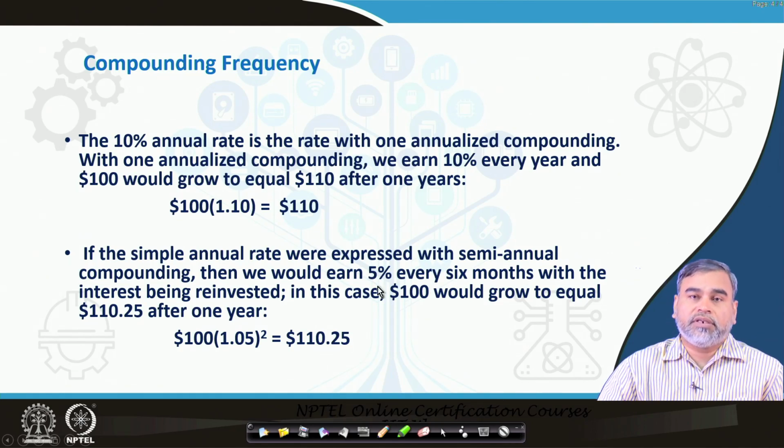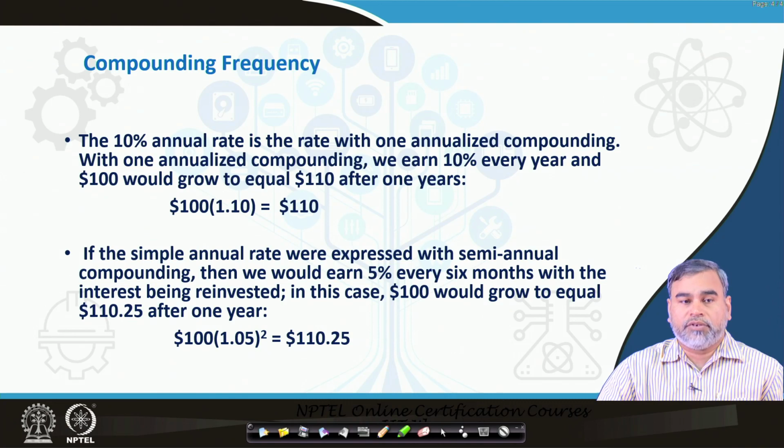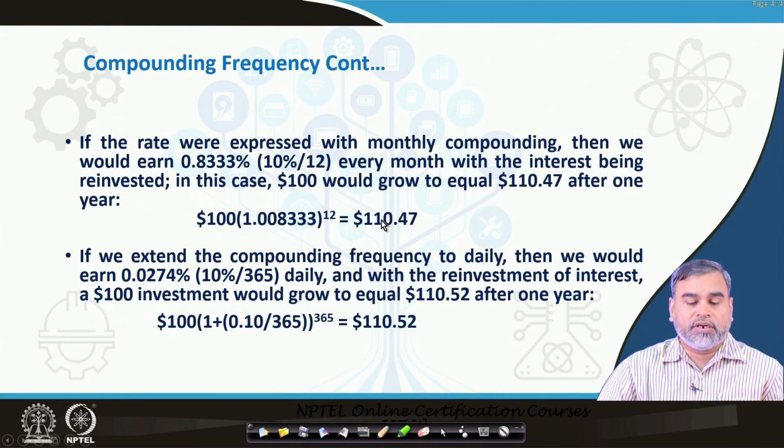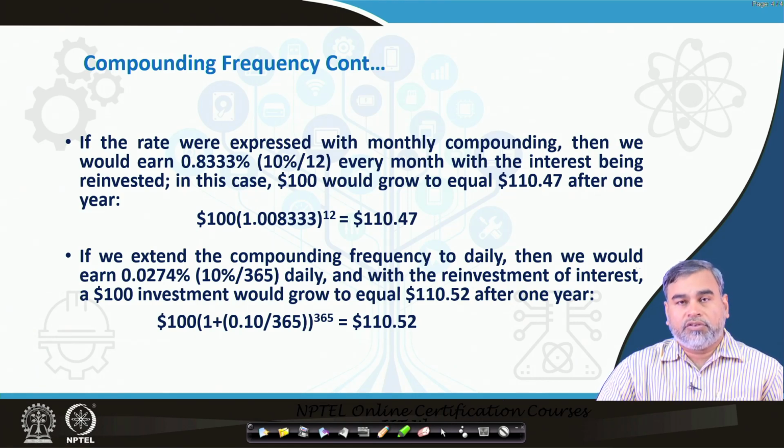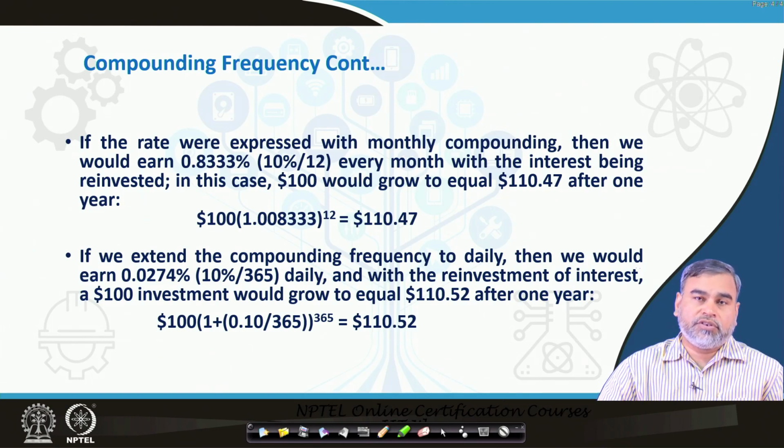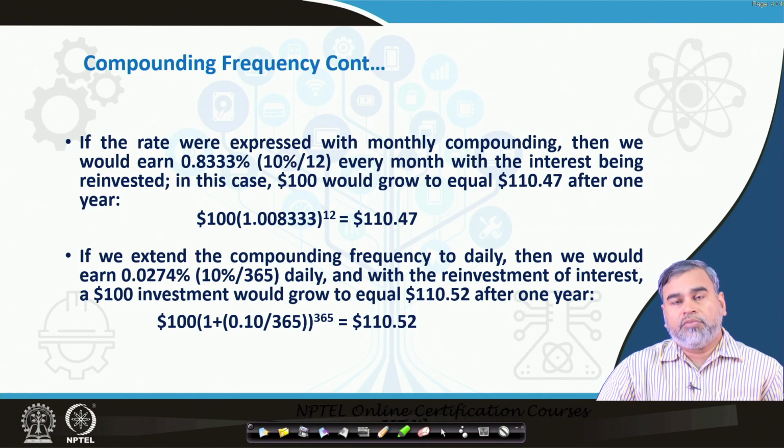So, the reason is basically that the interest you receive after 6 months will also earn certain interest from that particular investment. This is the concept of compounding frequency that we have already explained. But if the rate were expressed with monthly compounding, just now I said this deposit interest rate may be compounded monthly, quarterly, or yearly.